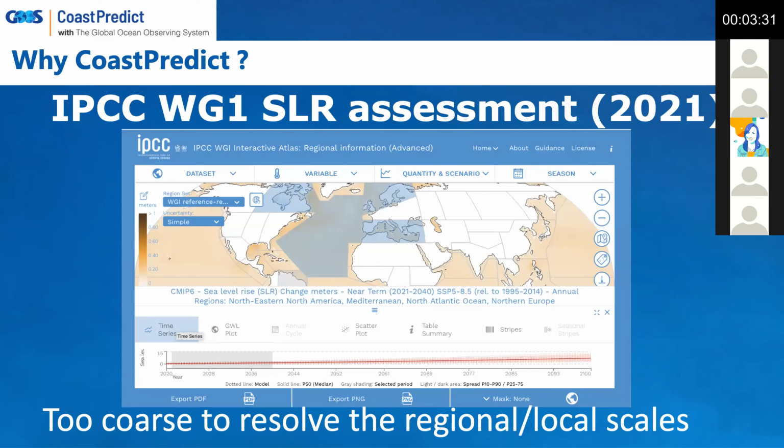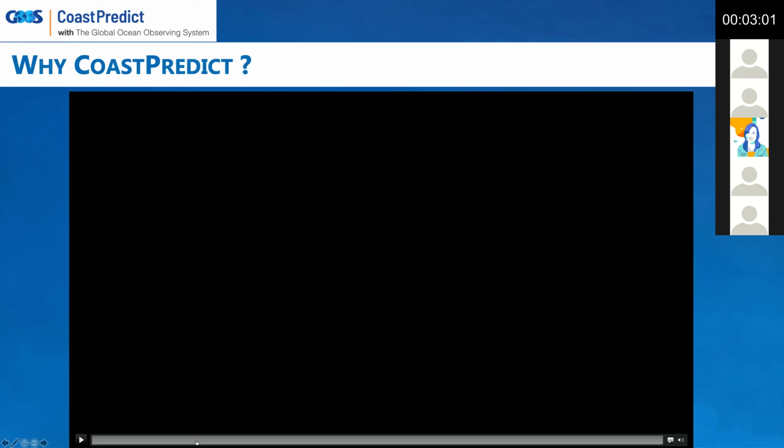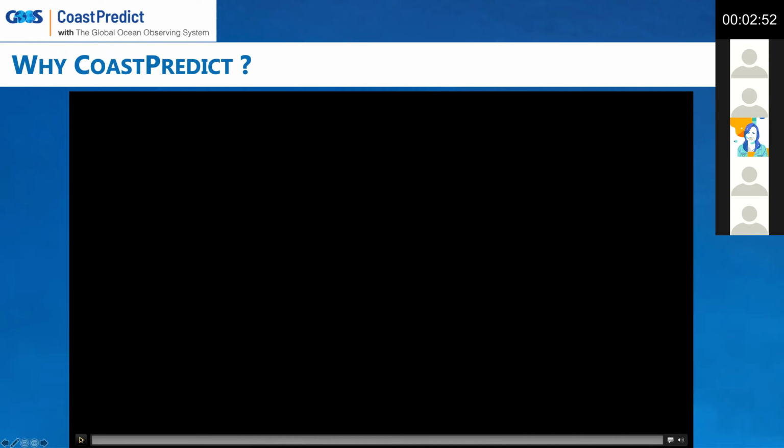So why CoastPredict? This is the latest IPCC Working Group 1 sea level rise assessment. And you see here the big boxes where sea level rise is assessed by the IPCC multi-model approach. It's clearly too coarse to resolve the regional local scales. We have to really find standards to downscale this. Furthermore, as you have seen here, we have to standardize the way to arrive where the people live with our forecast. And this is an example.